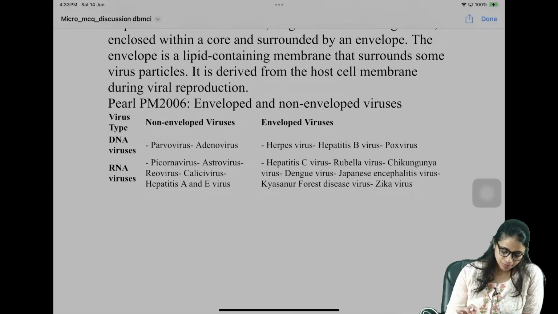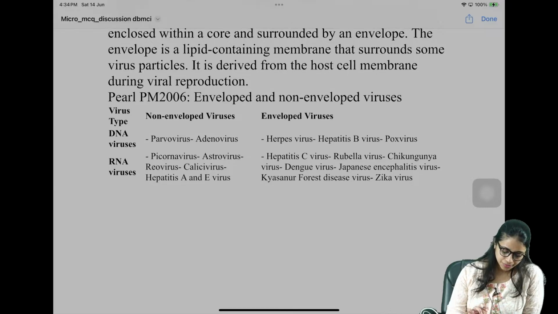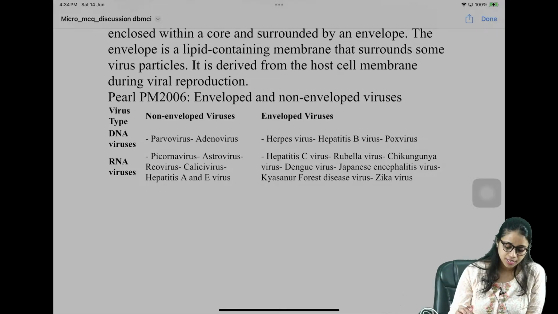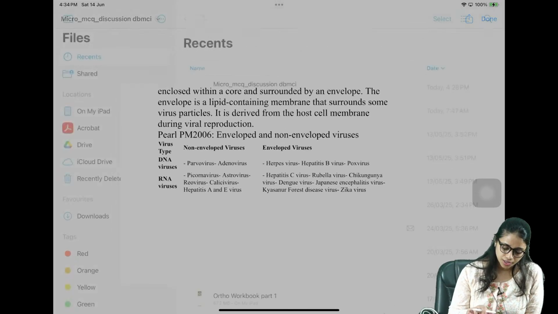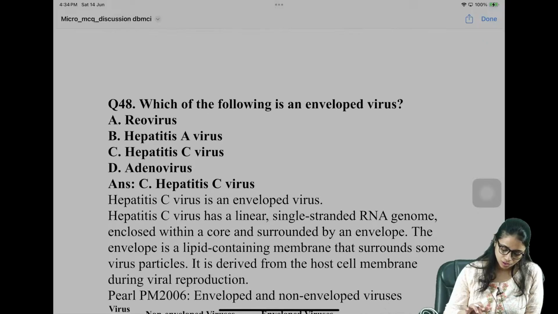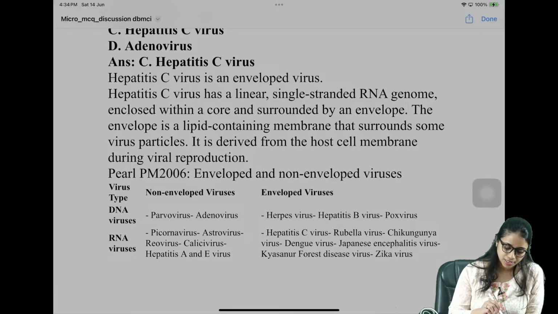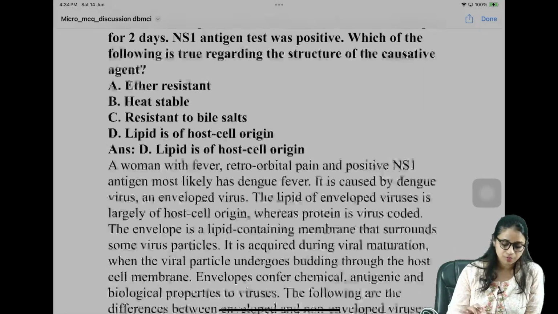And in non-enveloped, it is parvo, adeno, reovirus, and hepatitis A and E. Hepatitis A and E, and along with that, parvovirus, adenovirus, and reoviruses. So the envelope over here is a lipid-containing membrane. It surrounds the virus particles, and it is derived from the host.